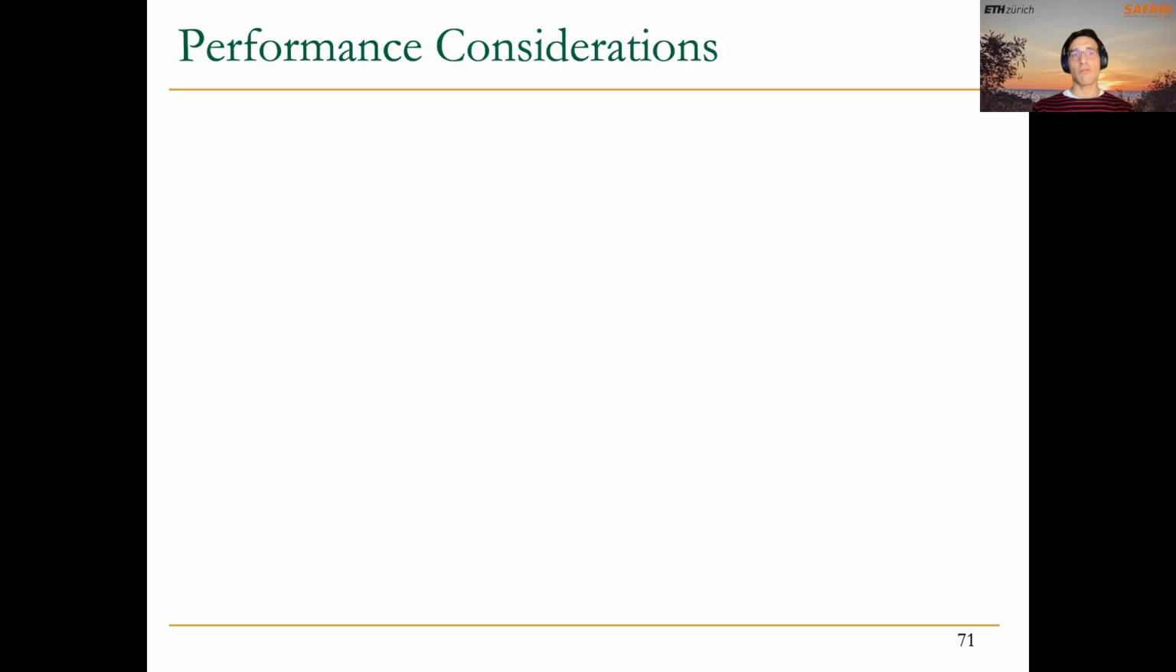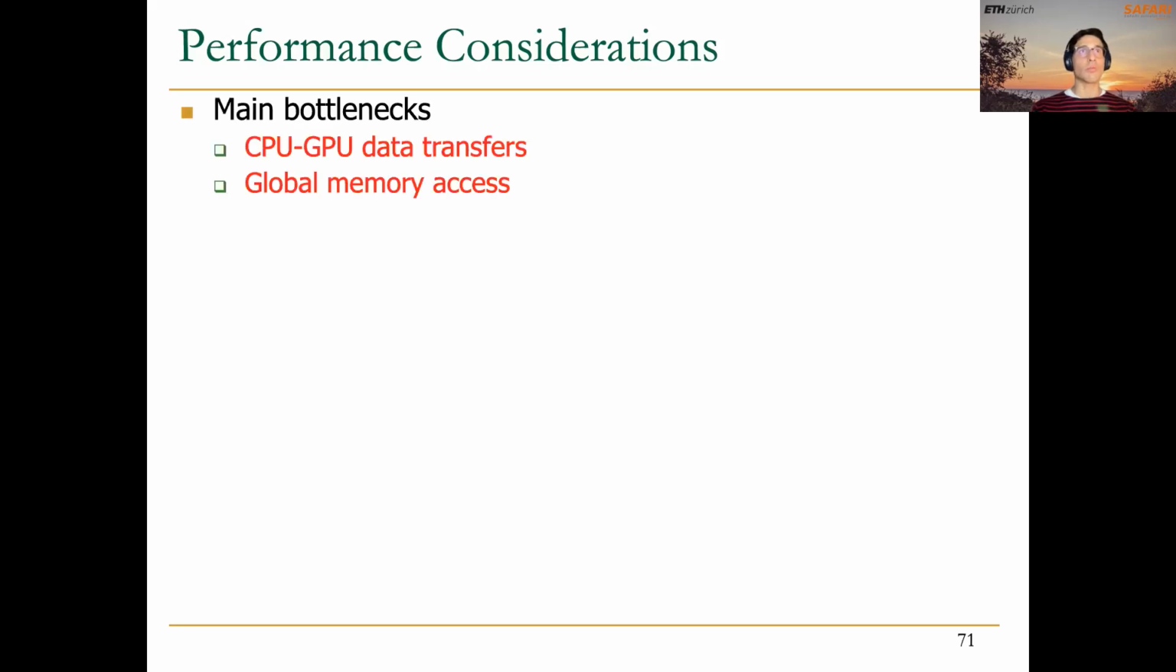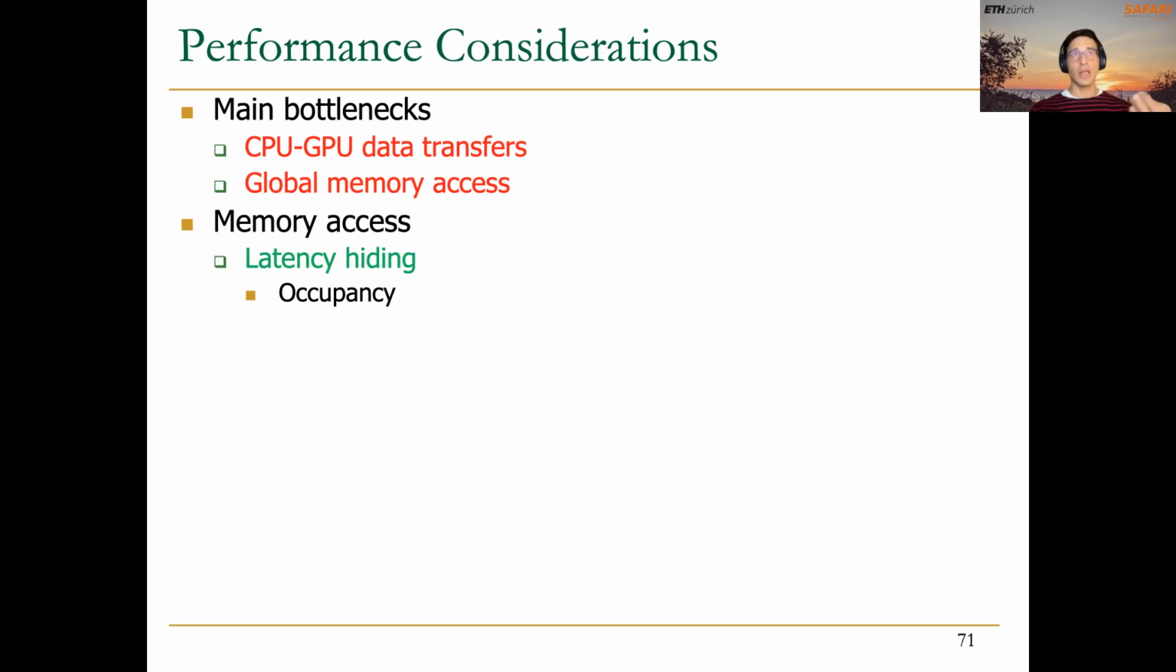So these have been our performance considerations. Remember that the main bottlenecks for GPU execution are the transfers between CPU and GPU memory and the accesses to the global memory of the GPU. Because of these memory accesses, we have to try to hide their long latency. For that, we need large enough occupancy, a sufficient number of active warps. We should try to have coalesced memory accesses, because this is a way of maximizing the memory bandwidth.